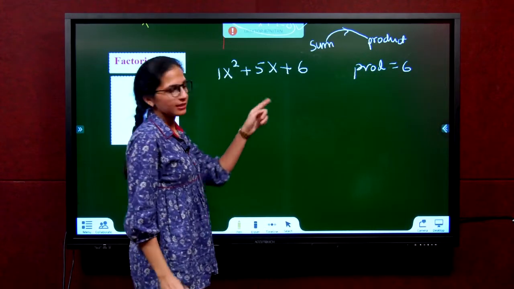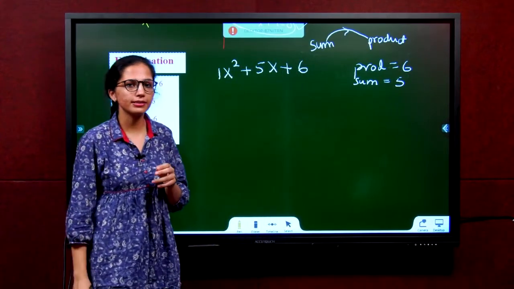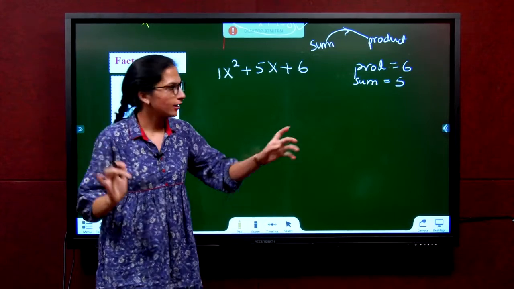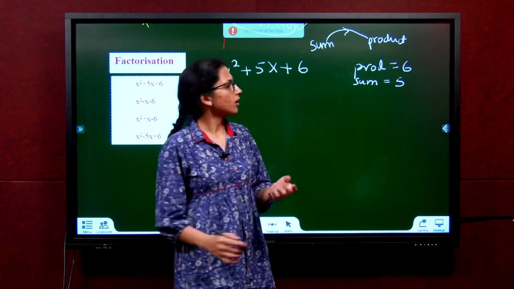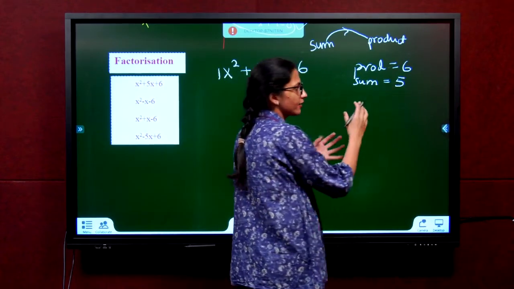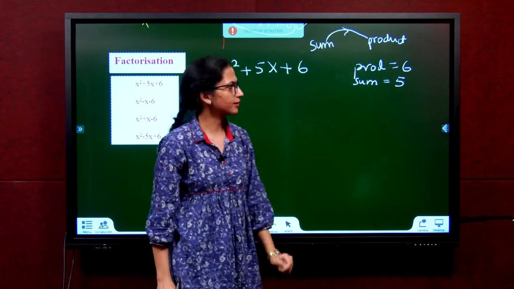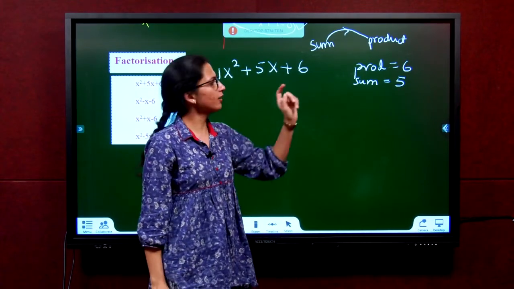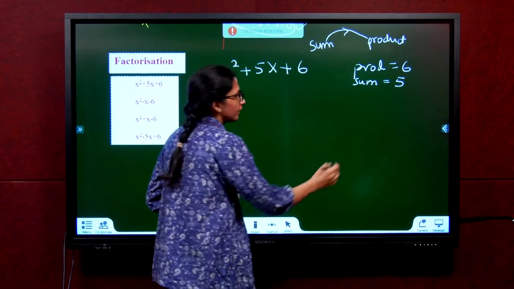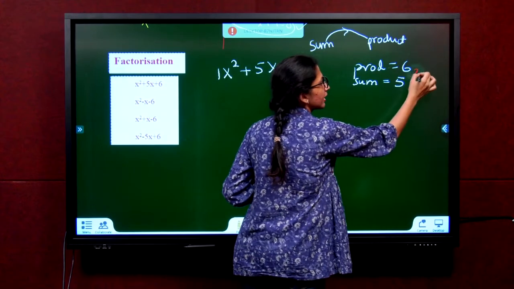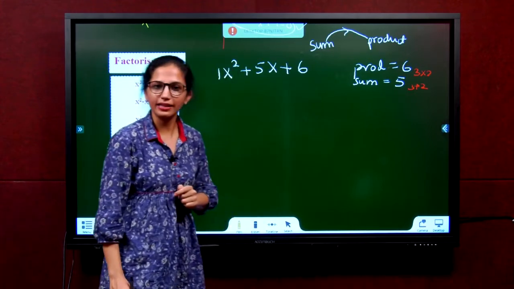Next, the middle term is the sum term. So you need to find two numbers such that when you split it, you get sum as 5 and product as 6. What are the possible combinations? Try it on your own. Sum should be 5, product should be 6. As soon as you see, what will you feel? You'll feel 3 and 2. 3 plus 2 is 5. 3 into 2 is 6. It satisfies both the conditions. So you can go ahead with 3 and 2.